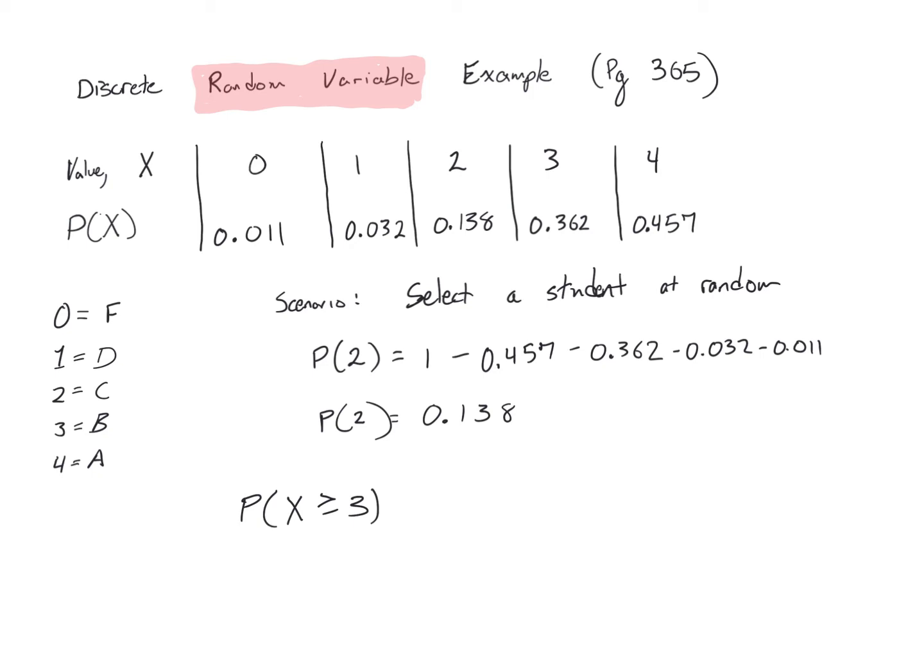Now, what on earth is a 3? Luckily, we've got our little cheat sheet over here. A 3 is a B. So what this is saying is the probability that the person gets a B or an A. If you want to phrase that higher, a B or better, or you could phrase it as at least a B, or even better than a C. There are lots of ways you could phrase that, but I think the probability of a B or an A gets the idea across.